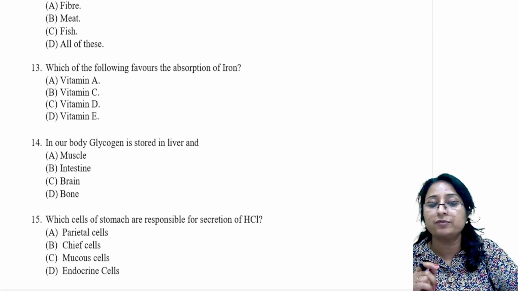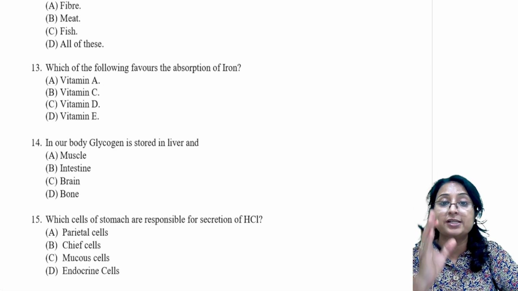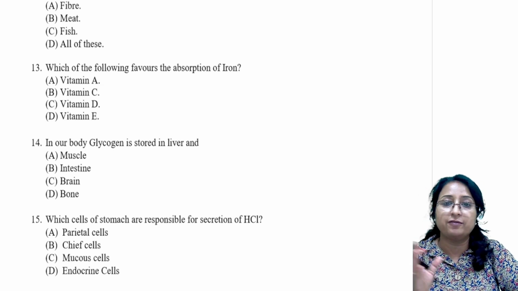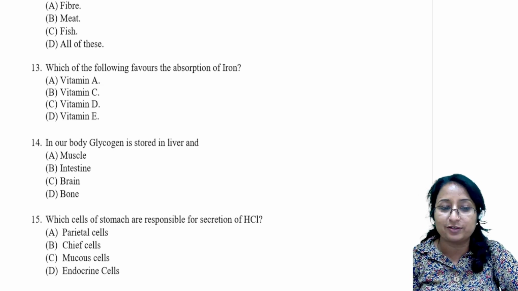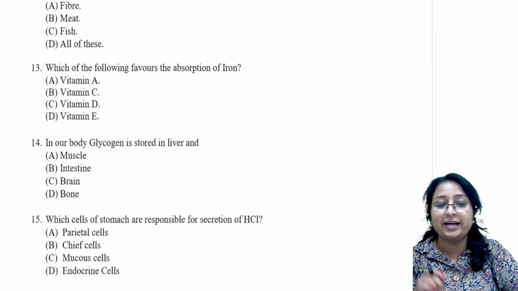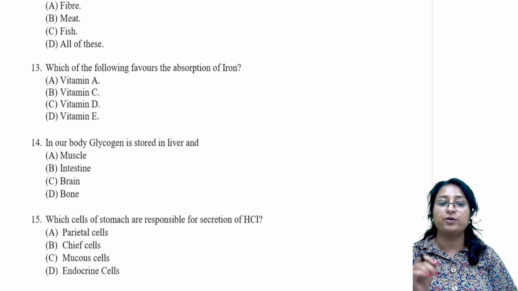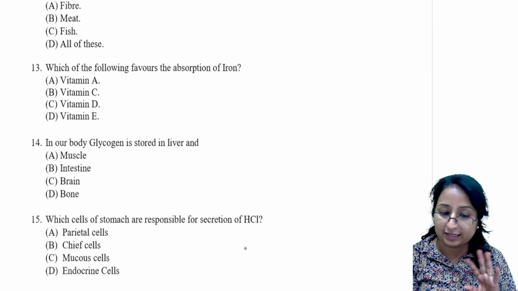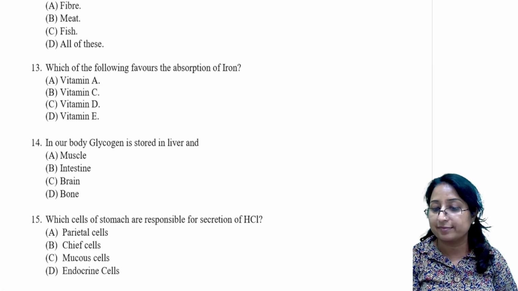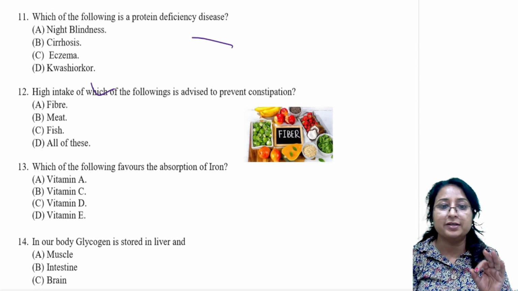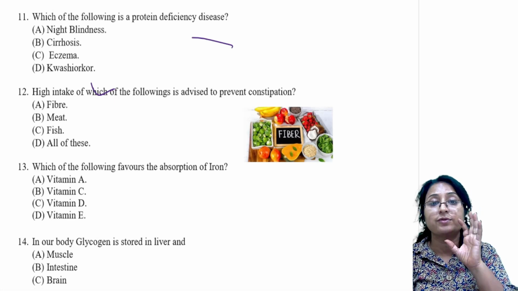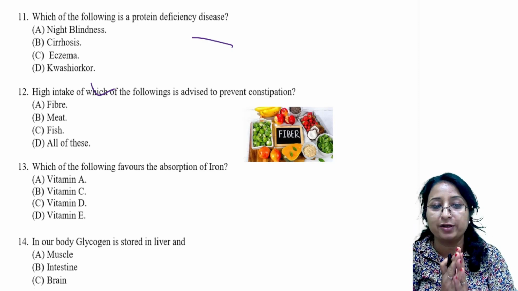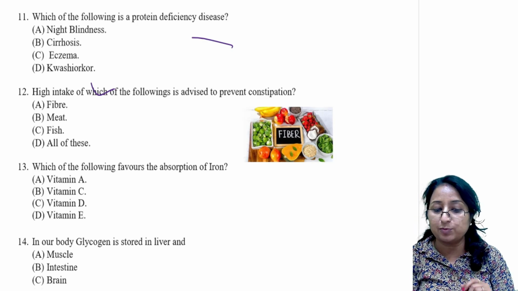Yes, next question. High intake of which of the following is advised to prevent constipation? Fiber, meat, fish, all of these. First, just avoid junk food. The option is A. Chalo. High intake of which of the following is advised to prevent constipation? Fiber, meat, fish, all of these. So the answer is easy. Fiber. Yes, fiber is most important. If you don't want constipation, please eat much more fiber in your diet. Okay, let's move on to the next question.